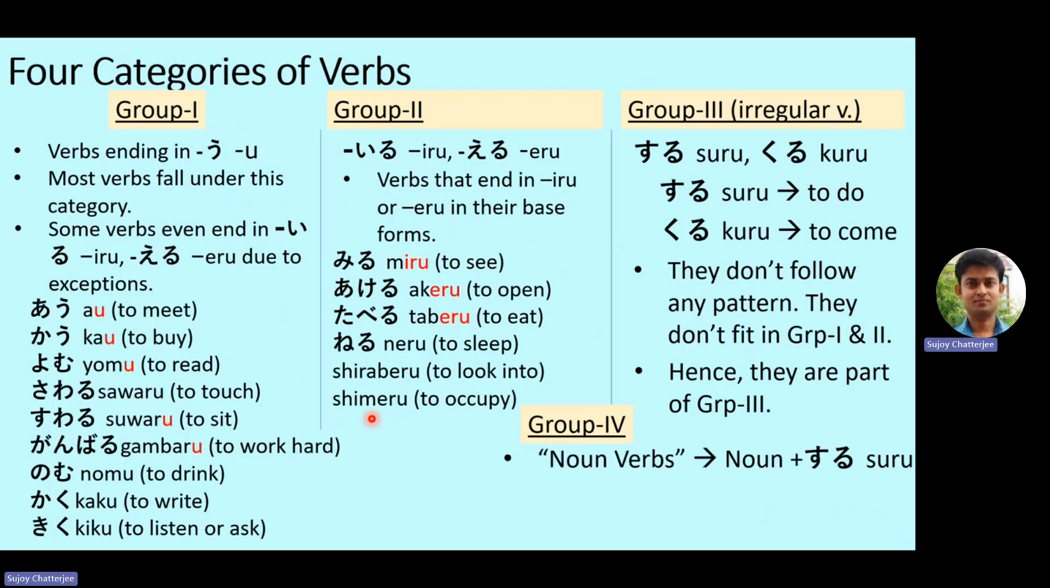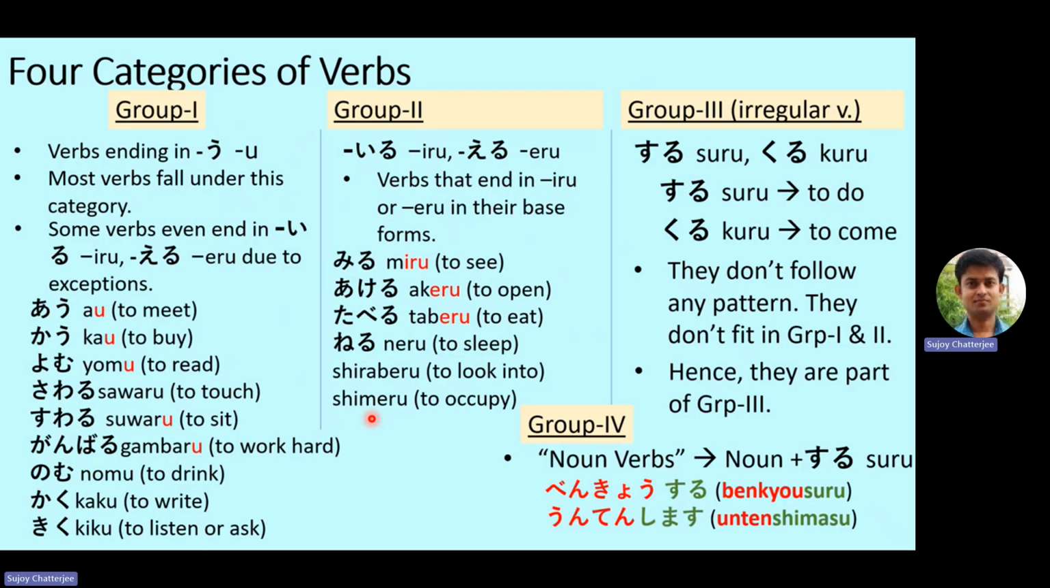And then we have group 4, which are called noun verbs, because here a noun combines with suru or shimas to give a verb. For example, benkyo suru or benkyo shimas, which means to study. Benkyo is a noun meaning study, and when we add suru or shimas, it becomes to study. So study becomes the verb form in benkyo suru or benkyo shimas. Similarly, unten shimas means to drive, that is, driving a car.